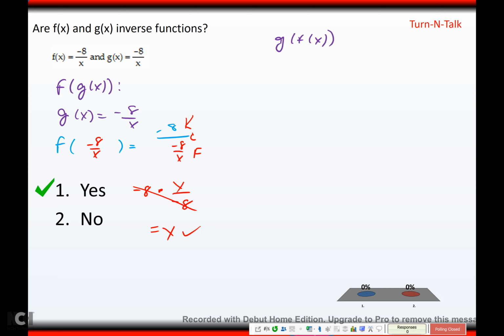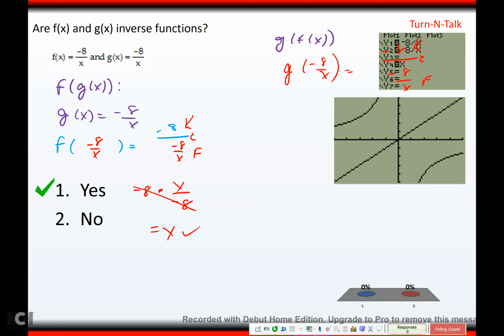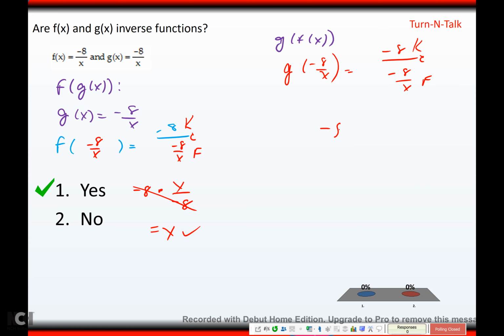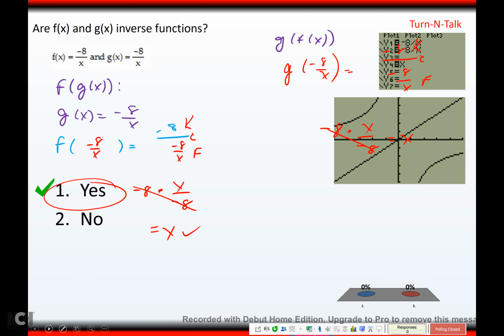So I'm halfway there. g of f of x, the same thing is going to happen because the functions are equal. So I'm finding g of negative 8 over x, which says negative 8 over x, which is negative 8 over x. Keep, change, flip. And I'm going to have negative 8 times x over negative 8. They cancel. I get x, which means, yes, they are inverses. And you can tell by the picture. The mother is the mirror of these two.